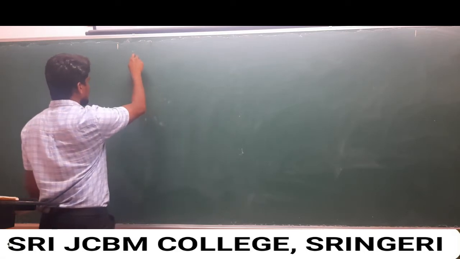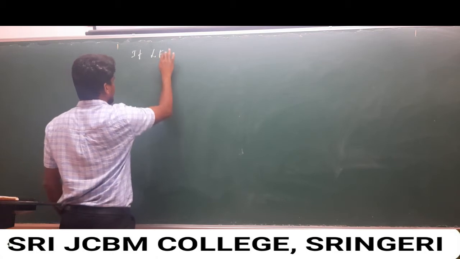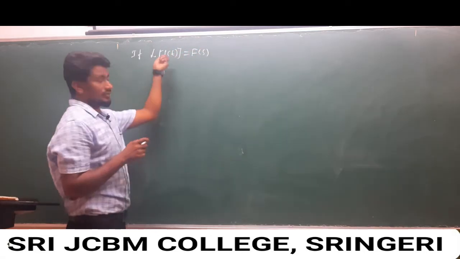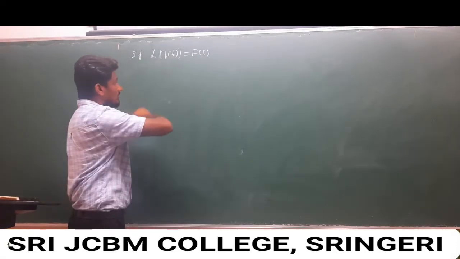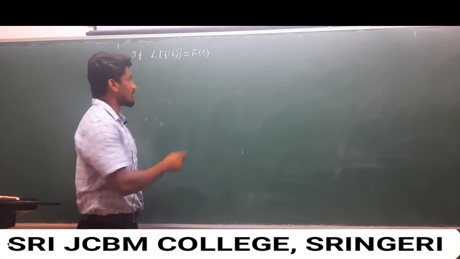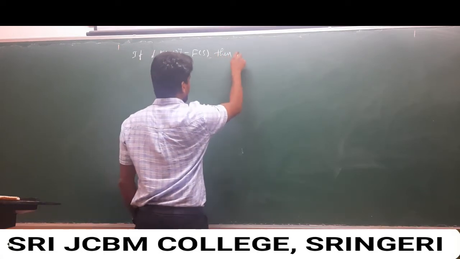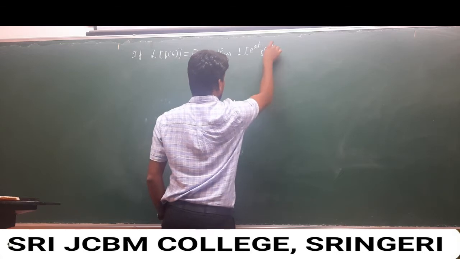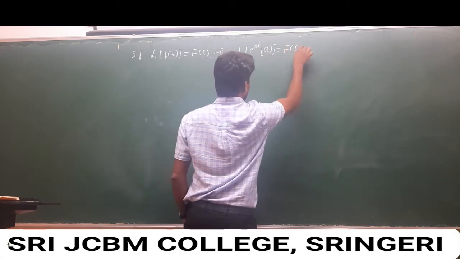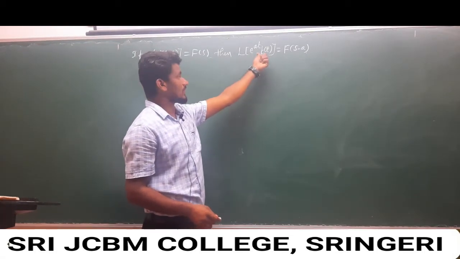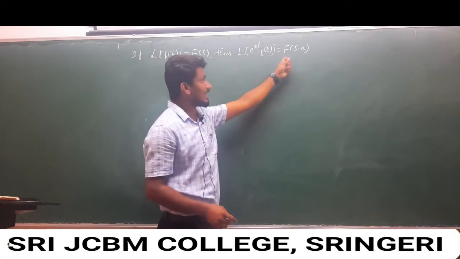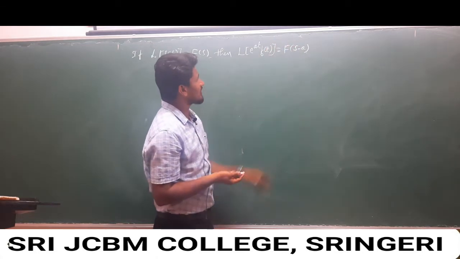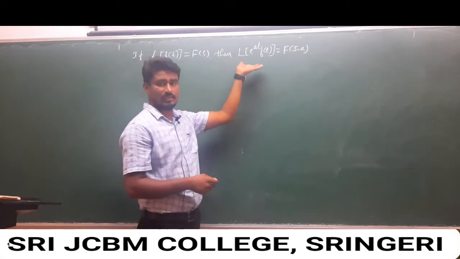So the first shifting property is: if the Laplace transform of f of t is equal to F of s, where f of t is a time domain function, then applying the Laplace operator on a time domain function gives an answer in the frequency domain. Then the Laplace transform of e to the power at multiplied with the time domain function f of t gives F of s minus a. So if a time domain function is multiplied with e to the power at, then s changes to s minus a. Suppose a is negative, then s changes to s plus a. This is the shifting property we already discussed in the previous video.